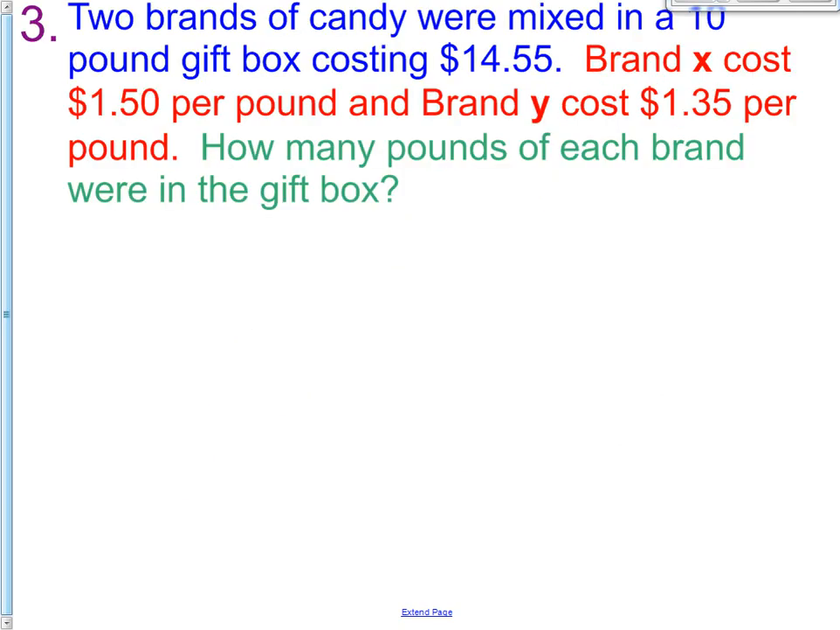Here we have 2 brands of candy were mixed in a 10-pound gift box costing $14.55. Brand X cost $1.50 per pound, and brand Y cost $1.35 per pound. How many pounds of each brand were in the gift box?